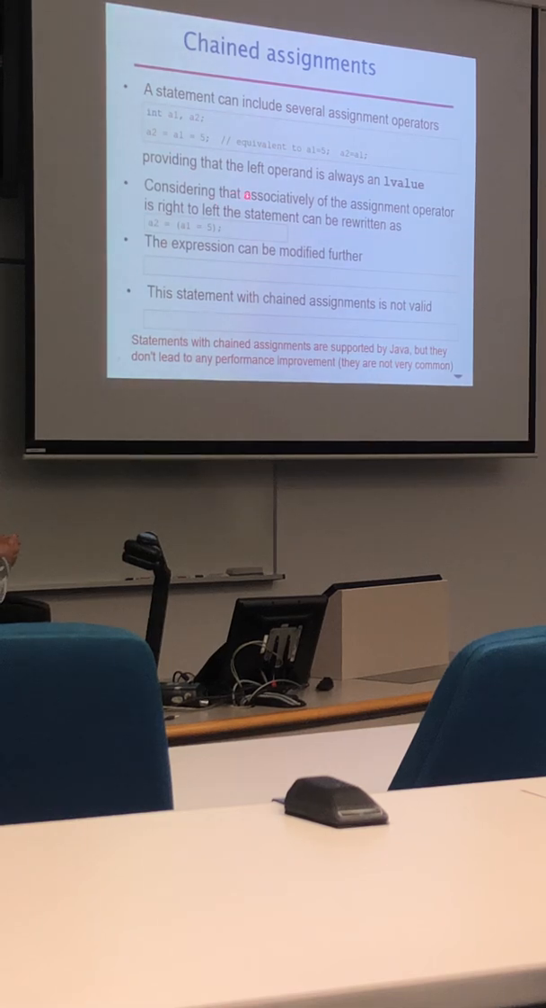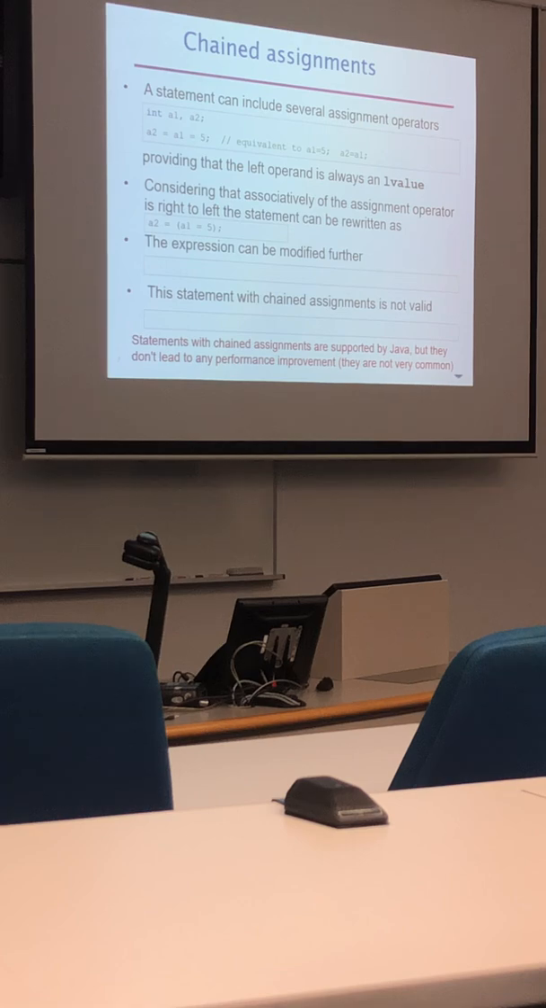Considering that the associativity of the assignment operator is right to left, the statement can be rewritten, if you want to make it more explicit, as a2 = (a1 = 5). Then you make it more explicit. You assign 5 to a1 first. After that, the value of 5 is then assigned to a2.